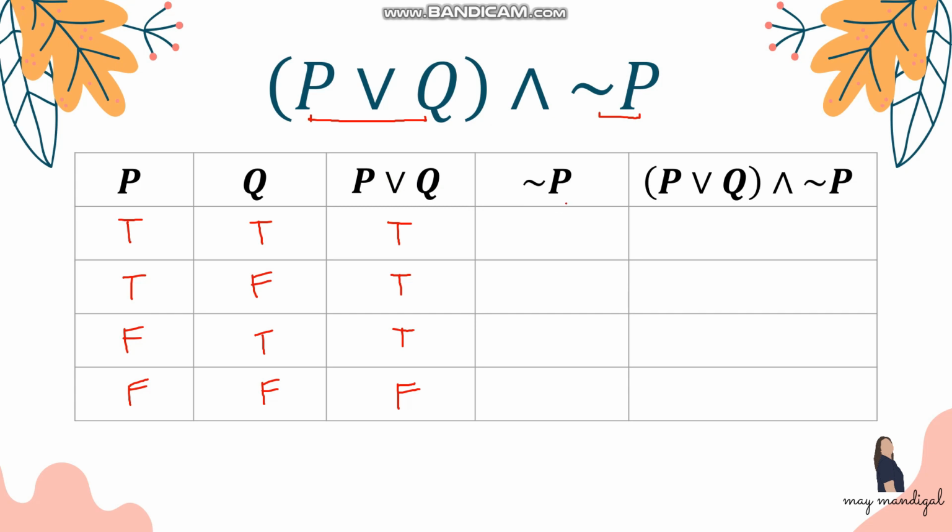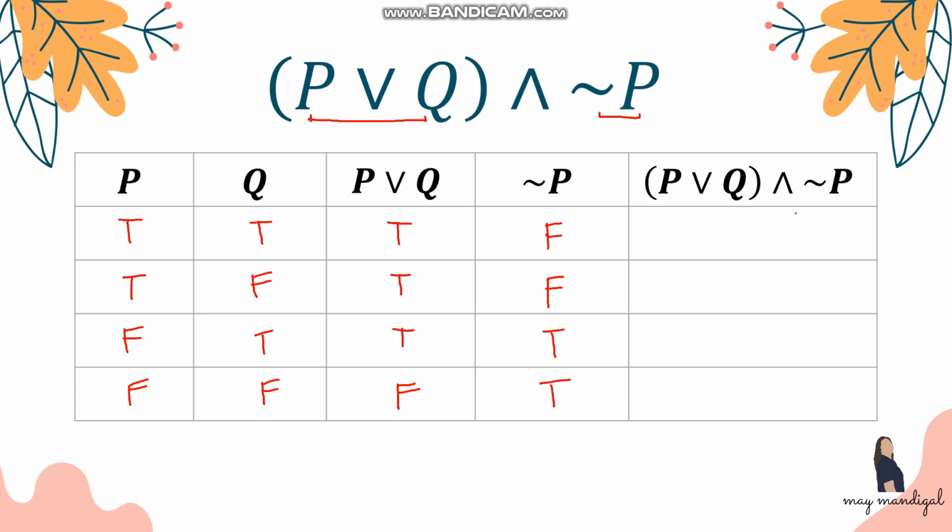Now let's get the truth values for not P. So all we have to do is get the opposite of P. So we have true, so let's make it false. Next, we have true again, false. And then we have two false here, so let's write true.